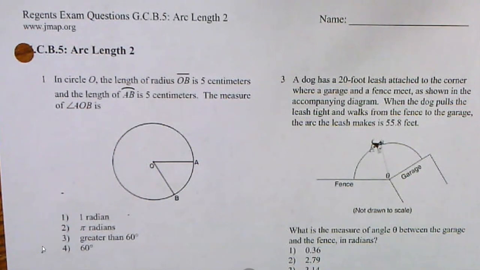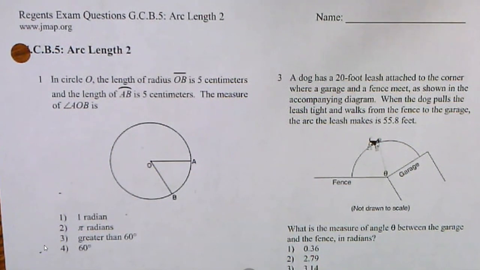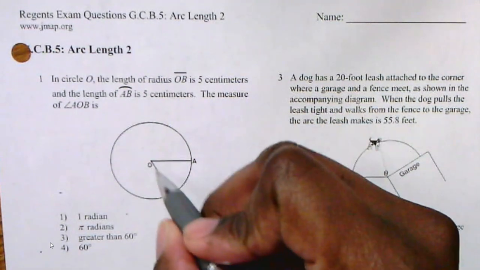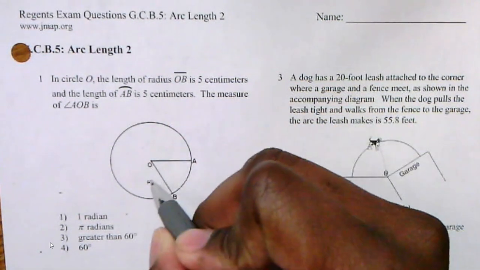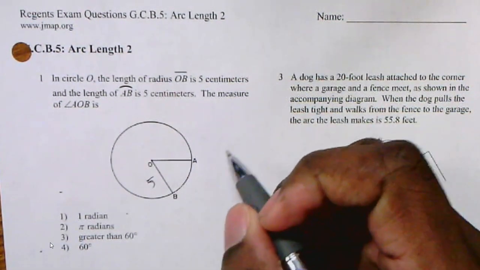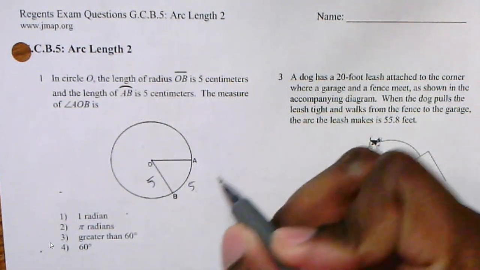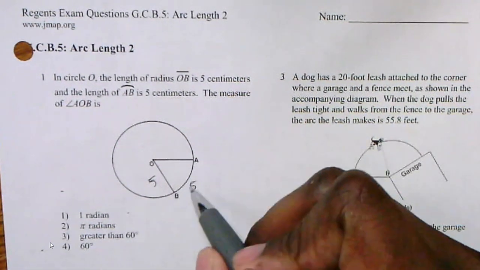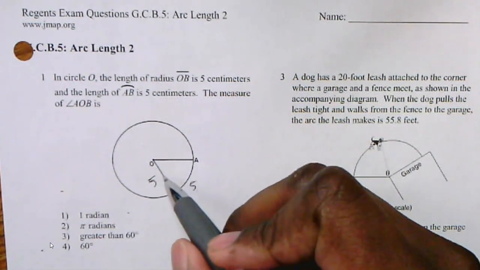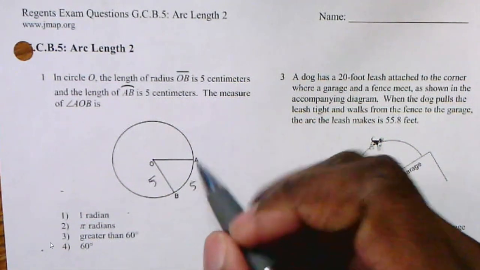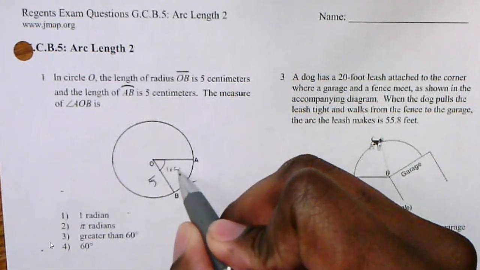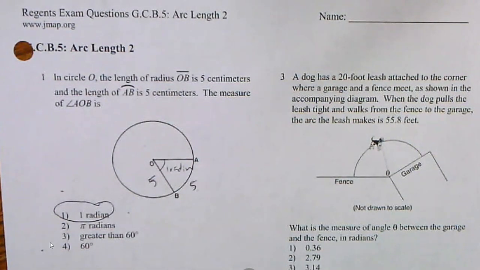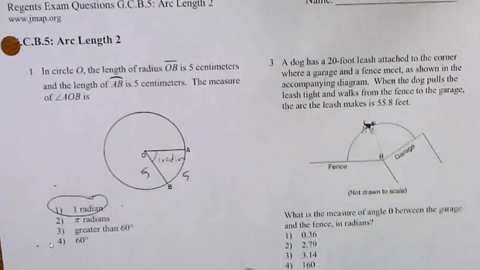All right, so on this page, you're dealing with arc length. Number 1 asks, in the circle, the length of the radius OB is 5 centimeters, and it also says the length of arc AB is also 5 centimeters. So what's the measure of angle AB? Well, if the arc and the radius are the same, this is 1 radian. So the answer to this is 1 radian. The arc and the radius are the same, well, it's just 1 radian.